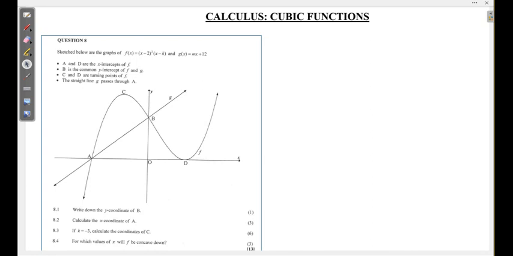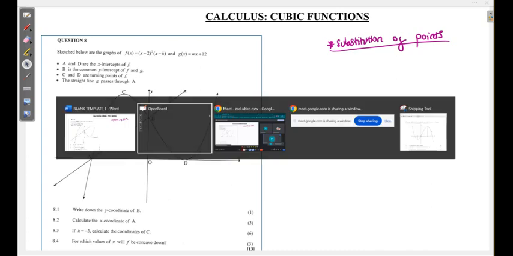When they are looking for an equation of a cubic function, we'll look at a question that is asking about an equation, but you must know that the substitution of points is what is going to assist you. Substitution of points, that is what is going to assist you, good people, nothing else. Substitution of points, right?